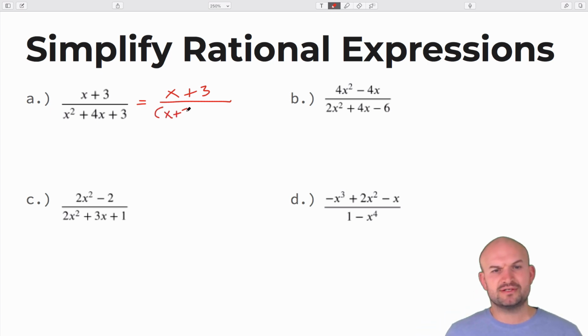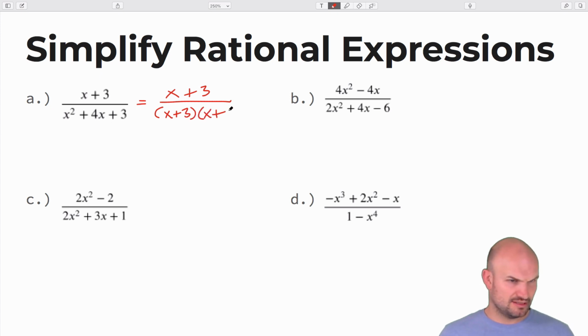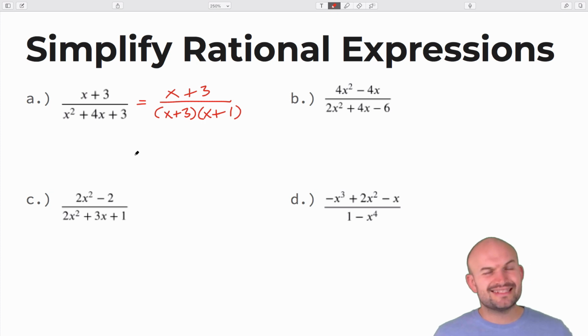I'm thinking x plus 3 times x plus 1. Now, or I'm sorry, x plus 1. Now again, guys, it doesn't always work this way, but it's a good idea. If you're simplifying a rational expression, something is going to divide out, right? So when you're factoring, if you get factors, most of the time those same factors are going to be used in the numerator, right? Because you're going to be trying to divide things out.